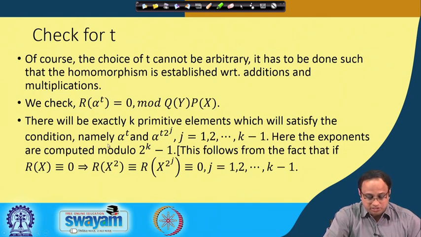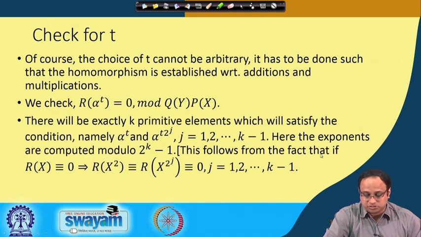Okay. So namely, you see that if alpha to the power of t satisfies this equation, then alpha to the power of t, whole to the power of 2^j, will also satisfy this equation, where j can go from 1 to k minus 1. Okay. So note that of course the exponents are computed modulo 2^k minus 1. So why does this result follow?